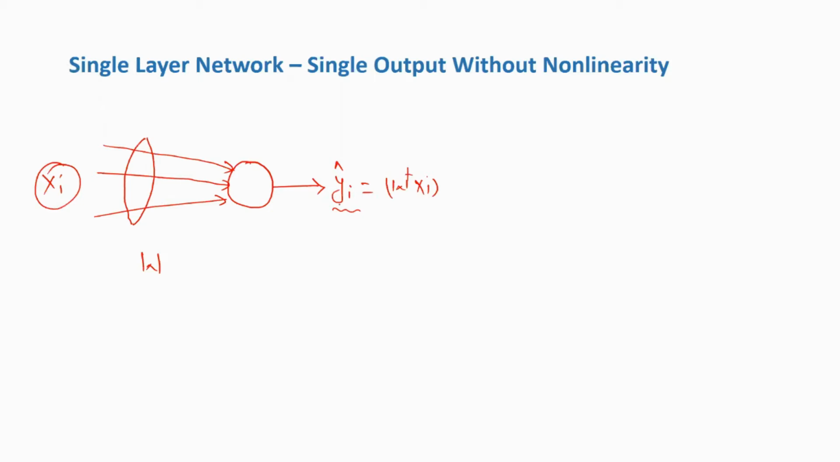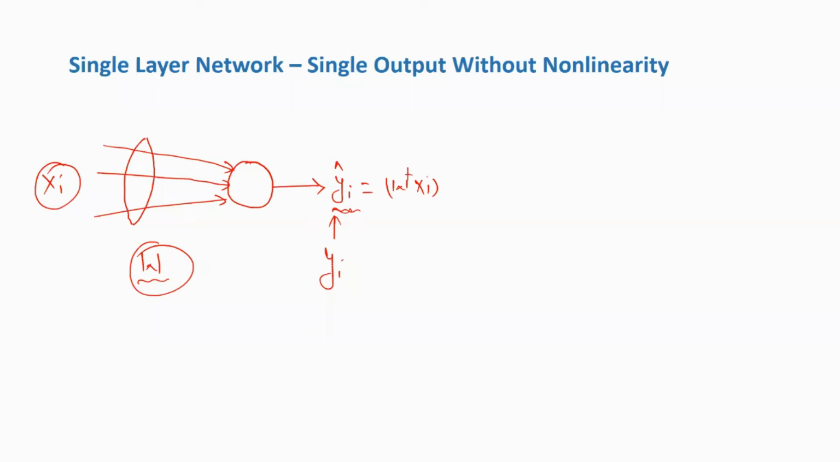Correct? So basically this yi hat, which is given as w transpose xi, is nothing but the approximation to yi, the actual value. And if yi hat and yi are the same, then xi is correctly classified, and we don't need to modify the weight vector w. When yi and yi hat are both the same, why do we need to modify it? We don't need to, right?